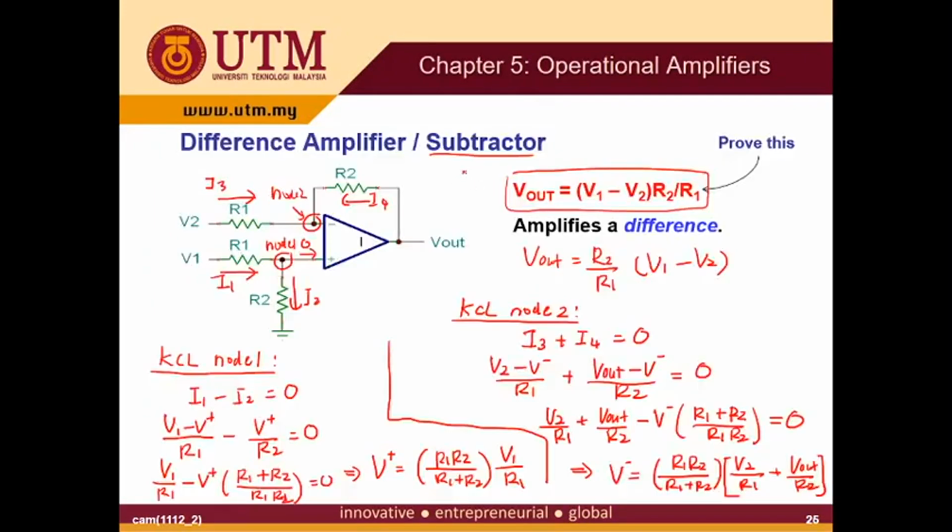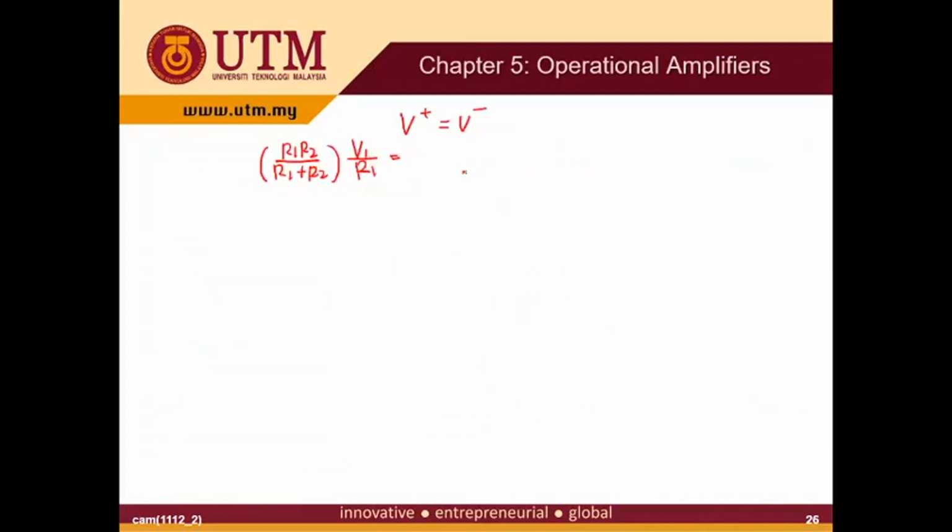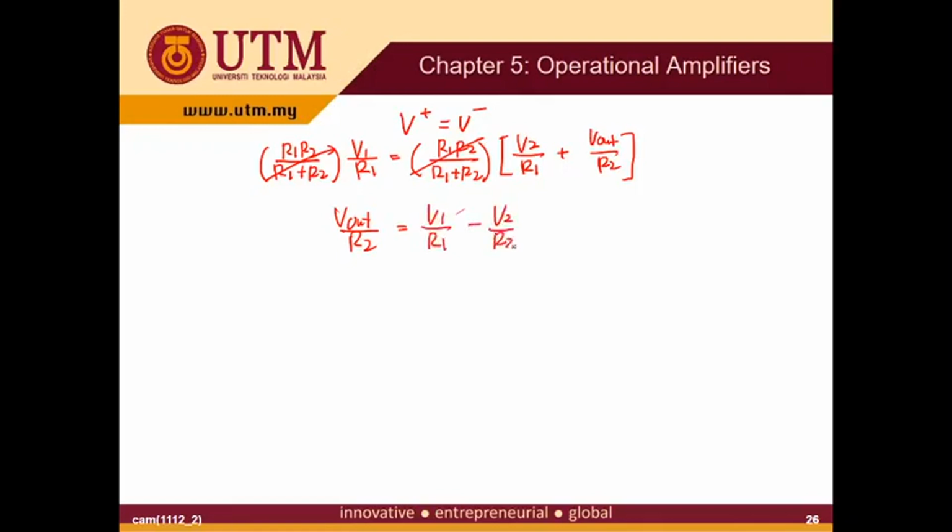Okay, for the V negative, this is equal to R1 R2 over (R1 plus R2) times (V2 over R1 plus V out over R2). So this is almost the same. The R1 R2 over (R1 plus R2) can be cancelled out, and then at the end you will get V out over R2, and this is V1 over R1 minus V2 over R1.